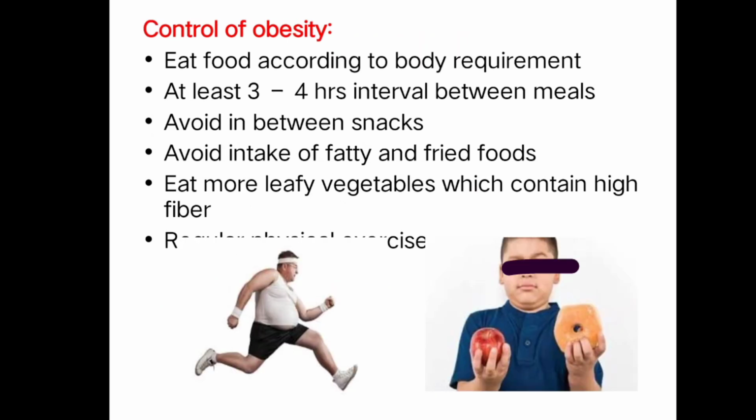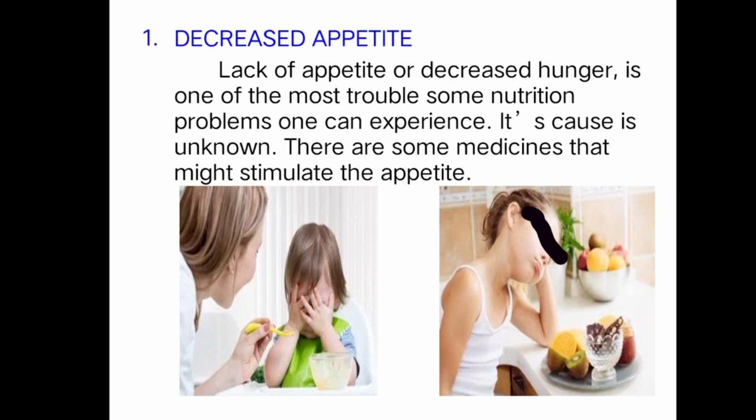Next we'll see how to control obesity. Eat food according to the body requirements, as per the recommended dietary allowances. Keep at least a 3 to 4 hour interval between meals. Avoid in-between snacks. Avoid intake of fatty and fried foods. You can also avoid junk foods, and include more leafy vegetables, which contain high protein and iron.